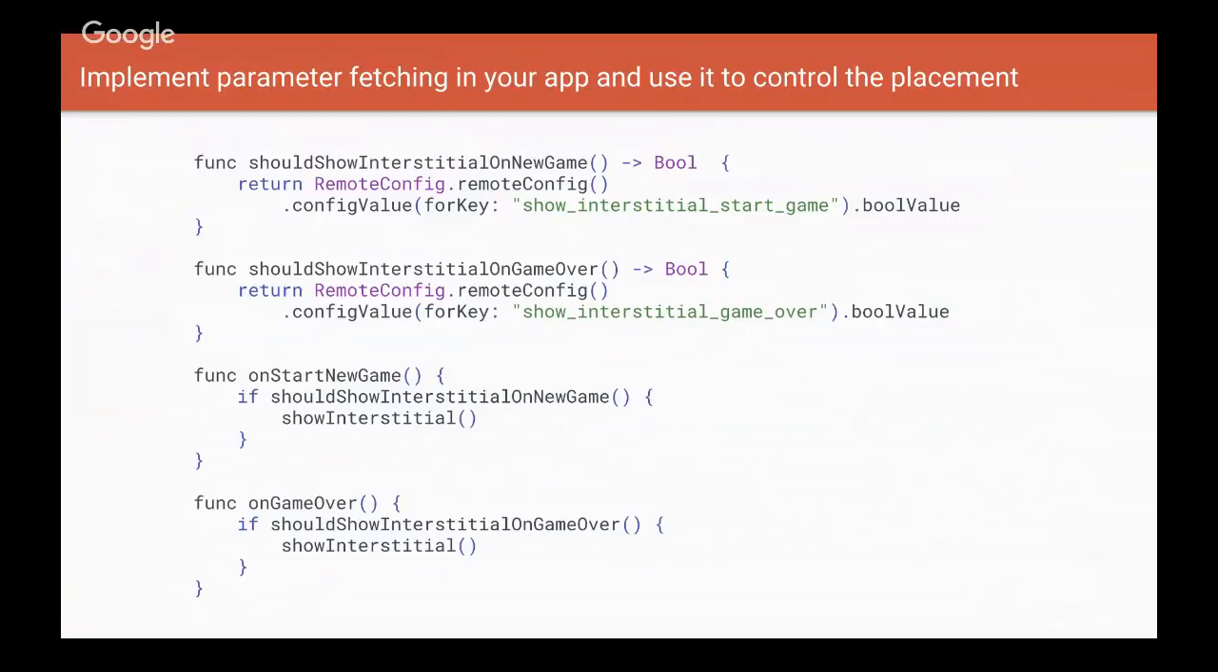And then I have two different functions to show the interstitial in two different placements, on start new game and on game over. In each function, I first check the Boolean value to see if I can show or not. If I can show, I call the function to show interstitial.